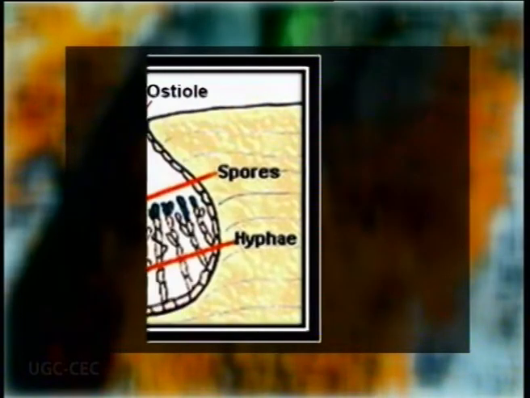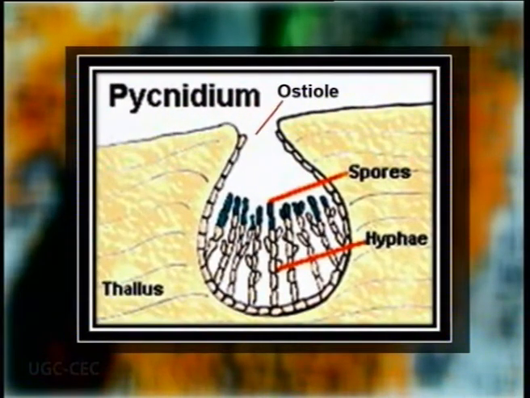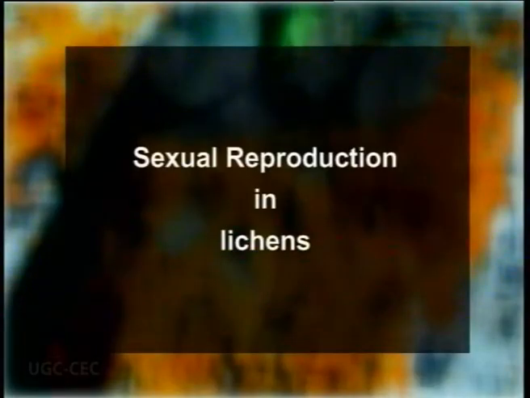Sporulation is another kind of asexual means of reproduction in lichens. In this method, the fungal partner produces small, non-motile asexual spores known as pycnidiospores. These are produced in special flask-shaped cavities called the pycnidia. Each pycnidium opens to the surface through a small pore called an ostiole. The wall of the pycnidium consists of sterile hyphae. The pycnidiospores on germination produce fungal hyphae, which after coming in contact with an appropriate alga, develop further into new lichen.